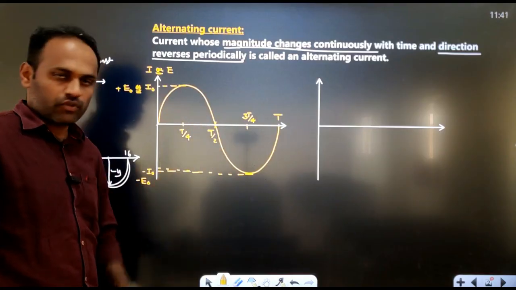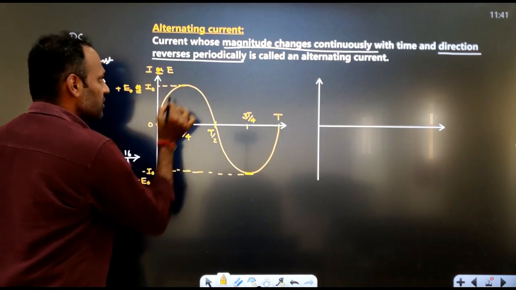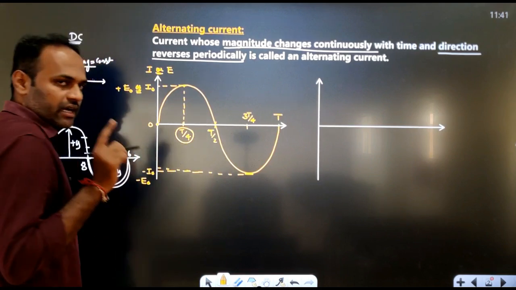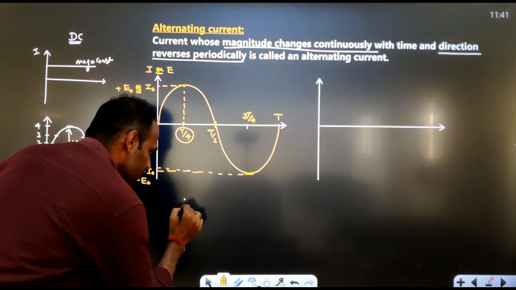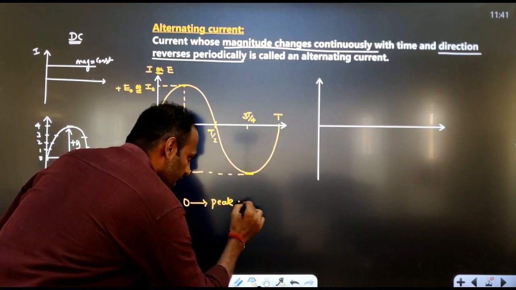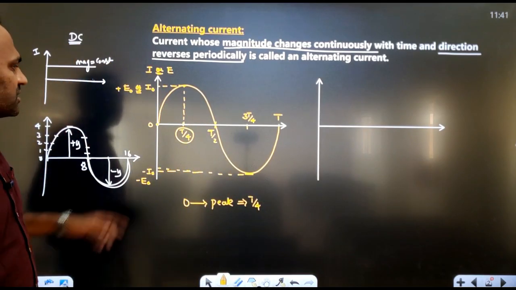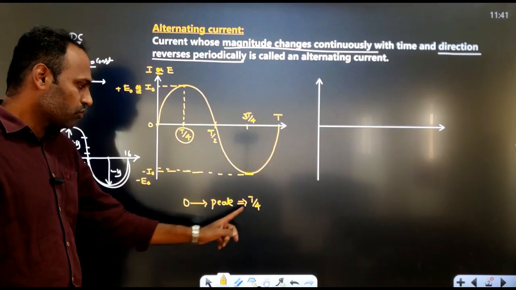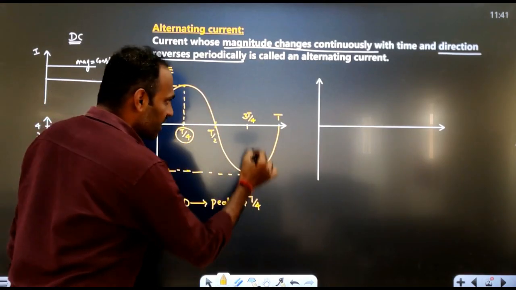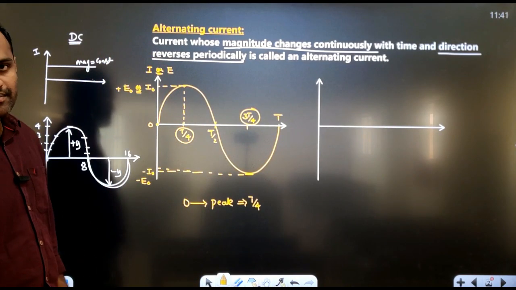1/4, half, 3/4. Correct? See, the current has reached from 0 to peak value in how much time? To reach 0 to peak value, how much time did it take? It took T by 4 time. So to reach from 0 to peak value, the time taken is 1/4 of the time period. So AC takes T by 4 to reach the positive peak from 0. To reach the negative peak from 0, how much time does it take? It will take 3T by 4, 3/4 of time period it will take, right?